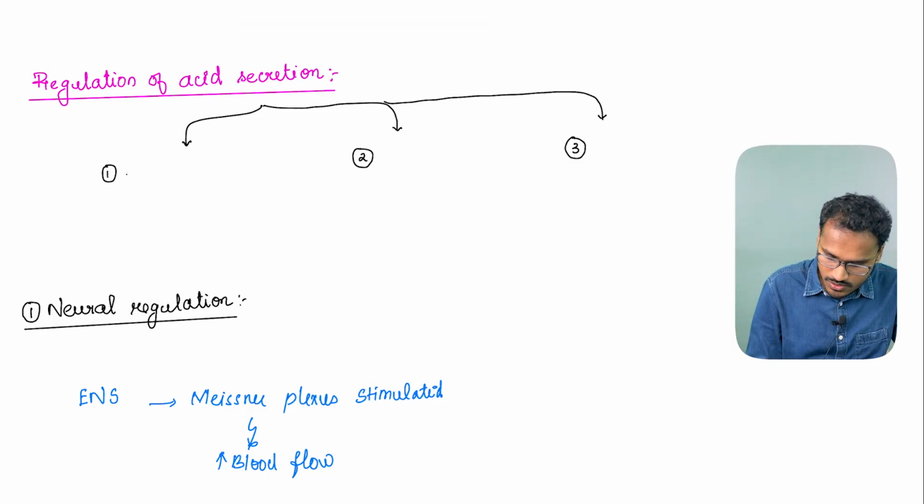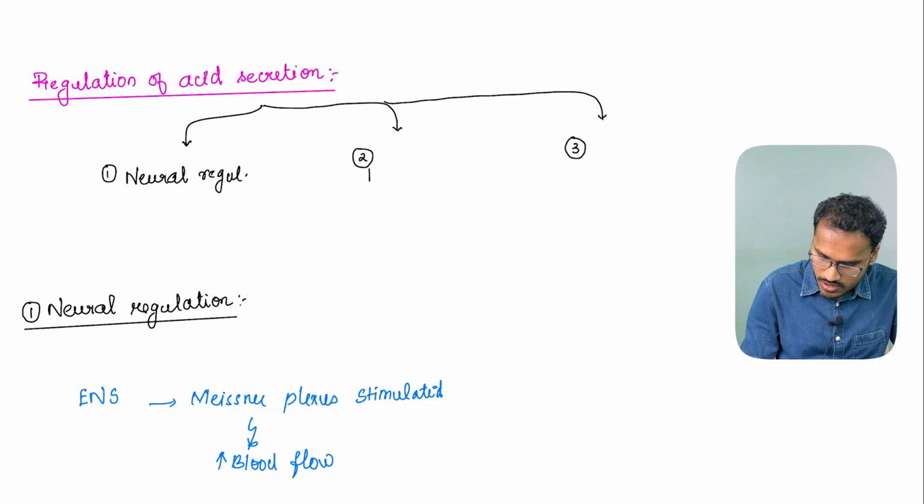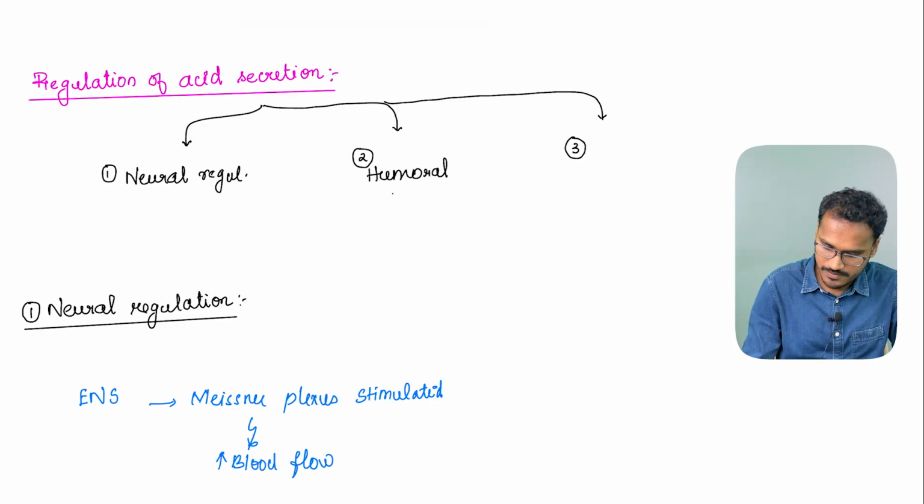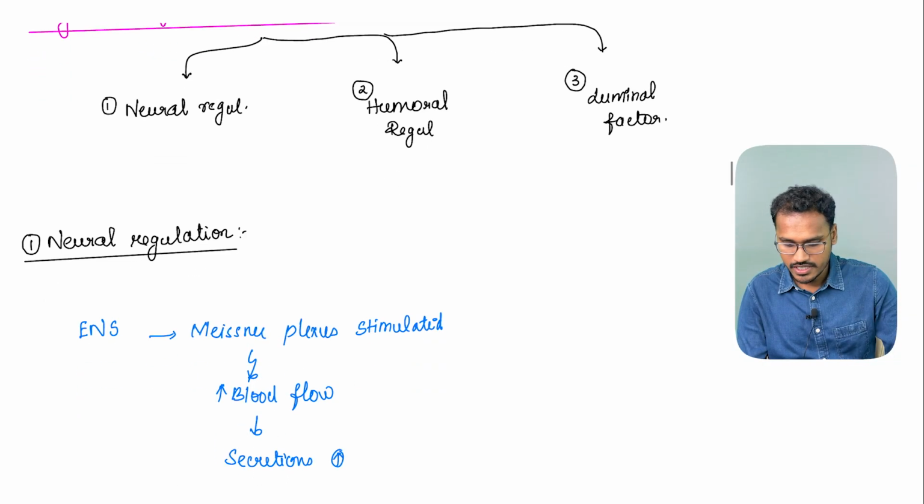It is divided into neural regulation, wherein the nervous system itself will regulate it, just like the vagovagal reflex we saw. Then humoral reflexes, wherein the hormones involved will regulate it. And the third one is luminal factors. Depending upon the nature of the food, the luminal factors are going to act upon and control the regulation. So first, coming to the neural regulation.